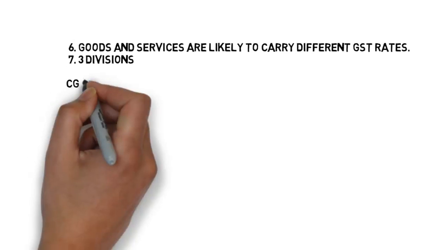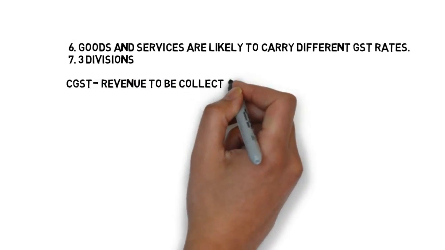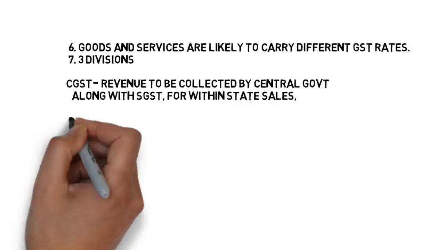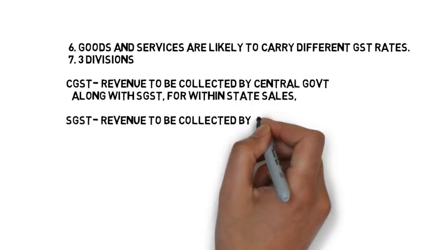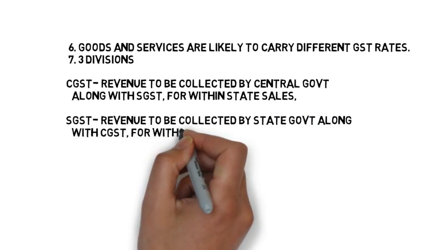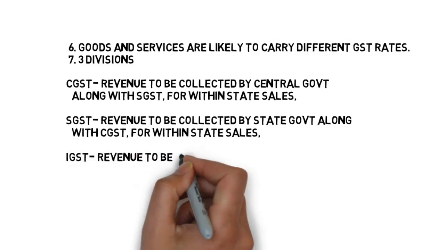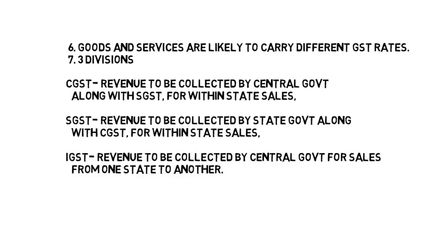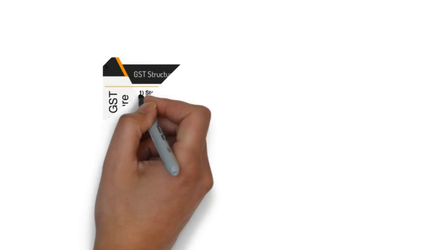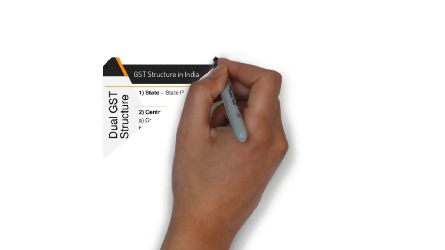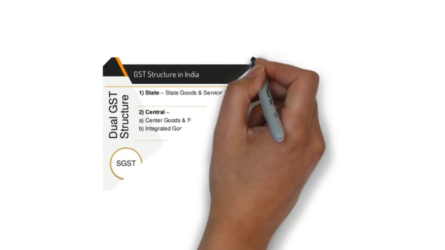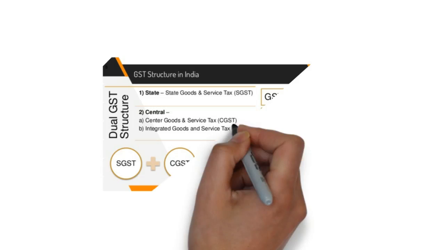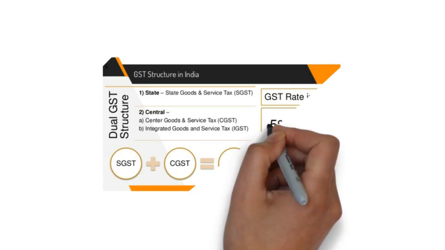Number 7. There are 3 divisions. First, CGST, that is the revenue to be collected by the central government along with SGST. Number 2. SGST, revenue to be collected by state government along with CGST. Number 3. IGST, revenue to be collected by central government for sales from one state to another. CGST and SGST will be levied together on a sale within a state, and IGST will be levied by the central government for sale outside the state because it is a destination based tax system, that is taxed where sold.